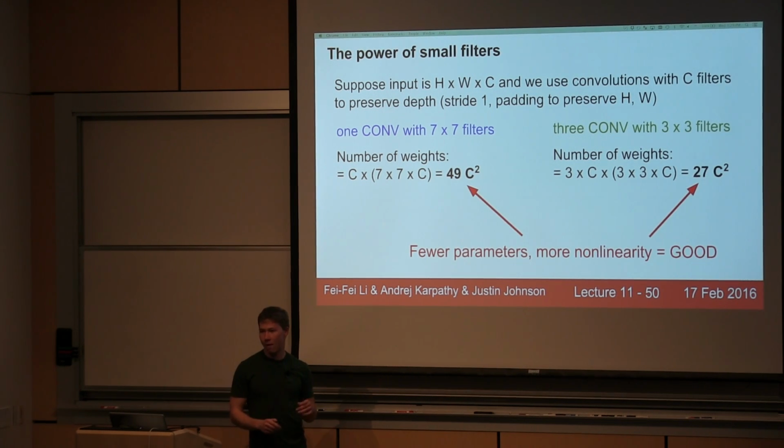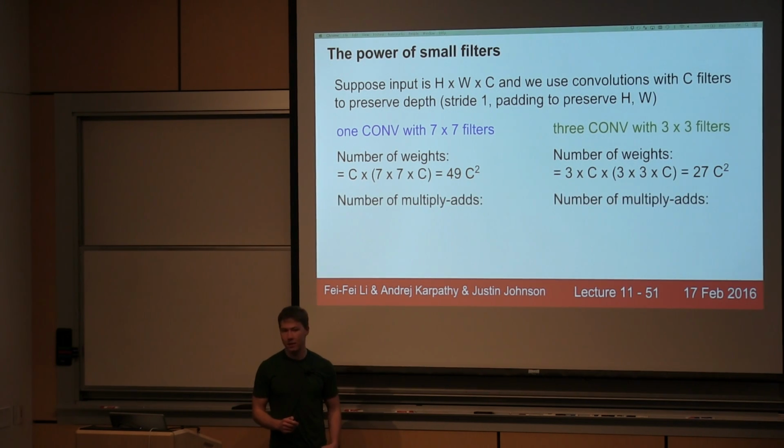And assuming we have ReLUs between each of these convolutions, the stack of three 3x3 convolutions actually has fewer parameters, which is good, and more nonlinearity, which is good. So this gives you some intuition for why a stack of multiple 3x3 convolutions might be preferable to a single 7x7 convolution.